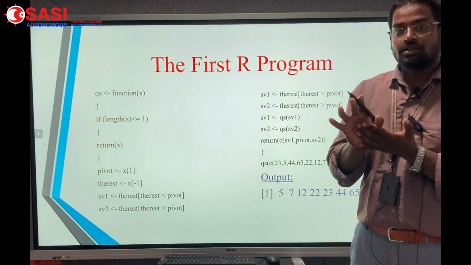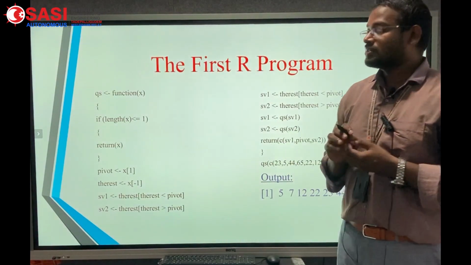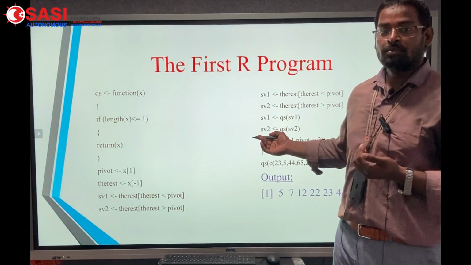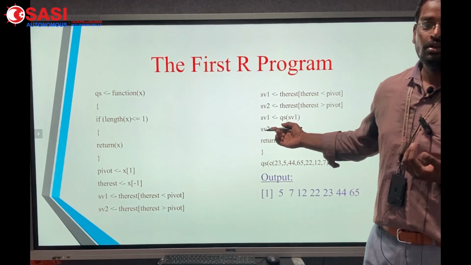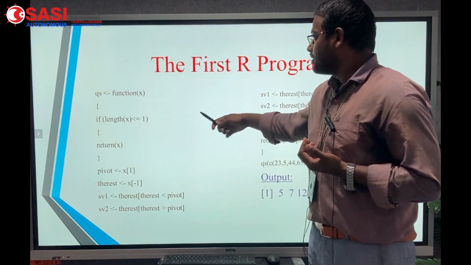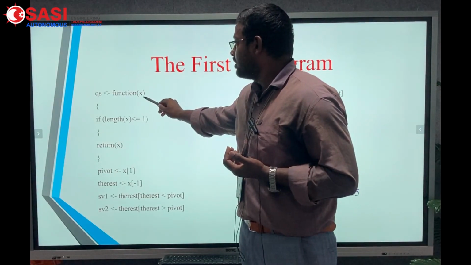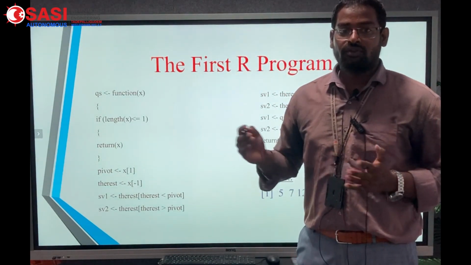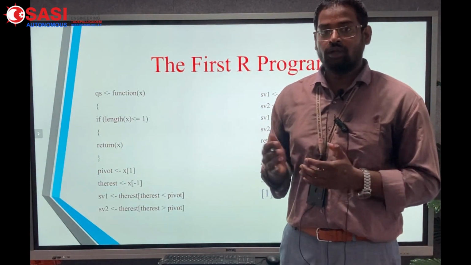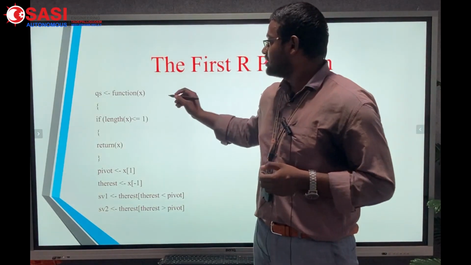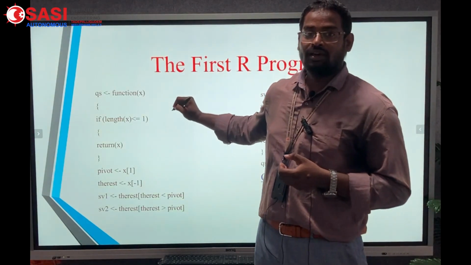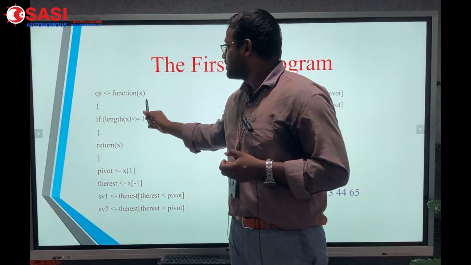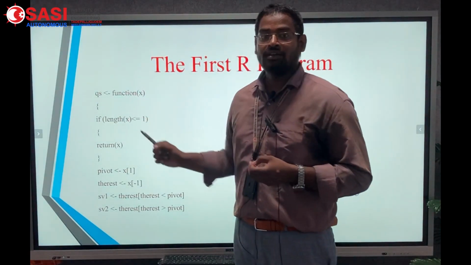There are a number of sorting algorithms, but we have taken quicksort because it has the best time complexity of order n log n. So this is the way to define the function. So far we haven't written any program, so I'm explaining each instruction and why we have written it. For the first thing, this is how we define a function.